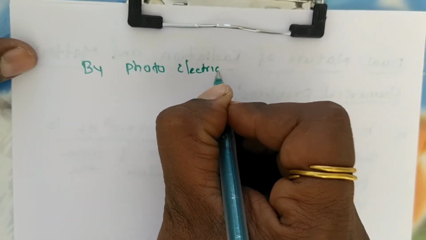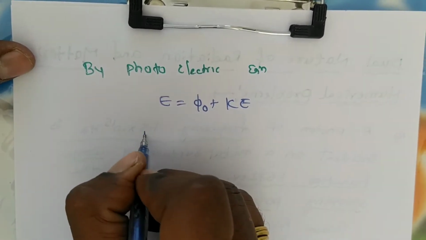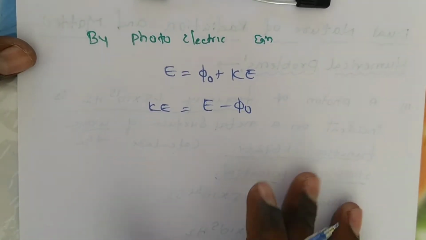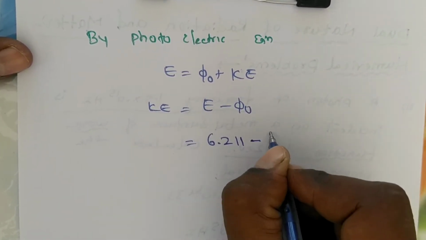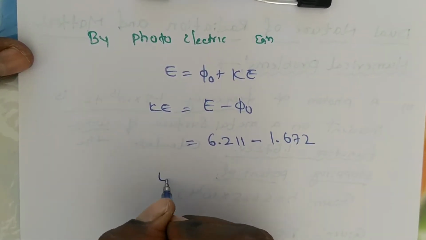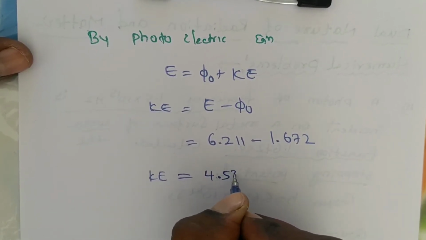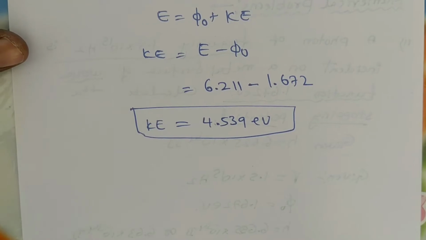The next, by photoelectric equation, E is equal to phi naught plus kinetic energy. Then kinetic energy is equal to E minus phi naught. What is the value of E here? 6.211 minus phi naught value 1.672. Then kinetic energy is equal to how much? 4.539 electron volt. This one is the kinetic energy.